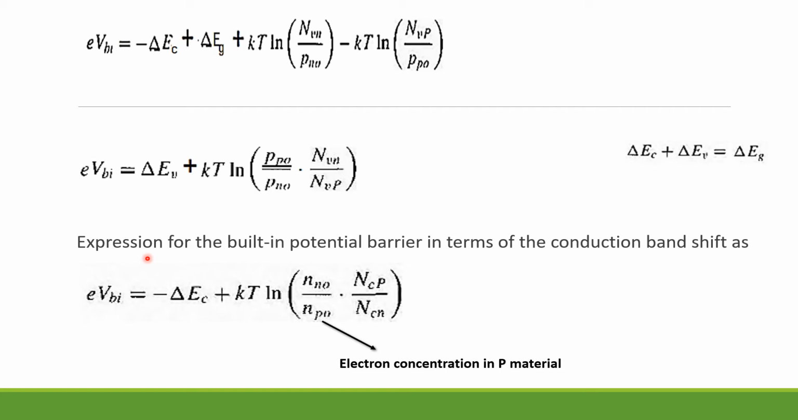Similarly, the expression for the built-in potential barrier in terms of conduction band shift, we get like this. EVBI equals minus delta EC plus KT ln NNO divided by NPO into NCP divided by NCN, where NPO is the electron concentration in the P material and NNO is the electron concentration in the N material.